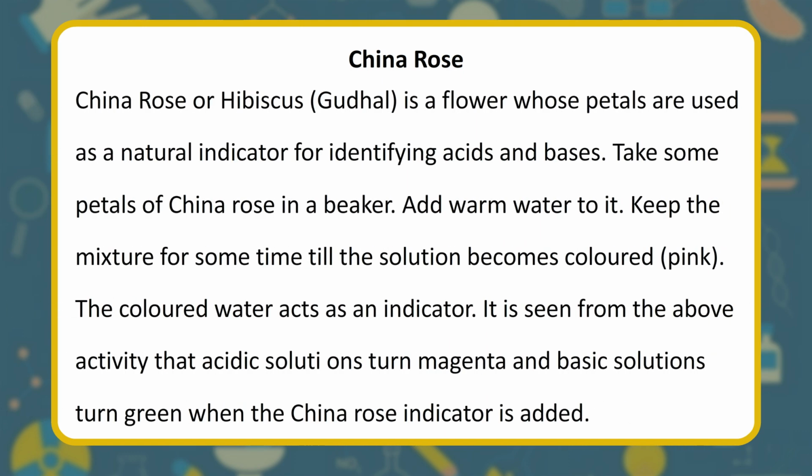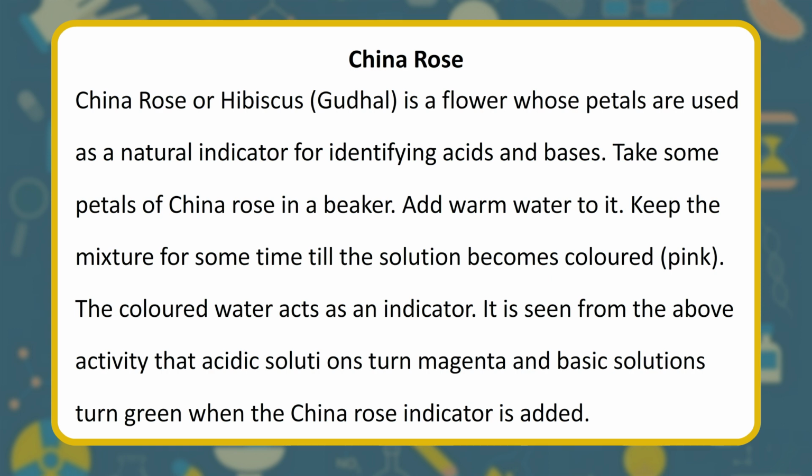China rose. China rose or hibiscus, gurahal, is a flower whose petals are used as a natural indicator for identifying acids and bases. Take some petals of China rose in a beaker, add warm water to it. Keep the mixture for some time till the solution becomes colored, pink. The colored water acts as an indicator. It is seen from the above activity that acidic solutions turn magenta and basic solutions turn green when the China rose indicator is added.